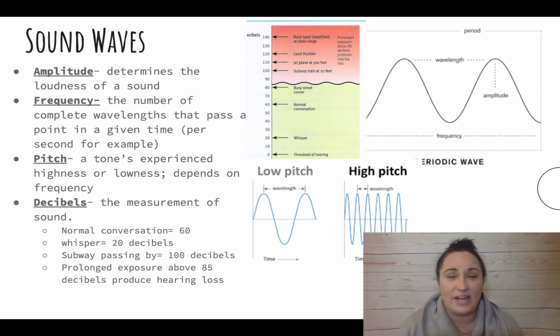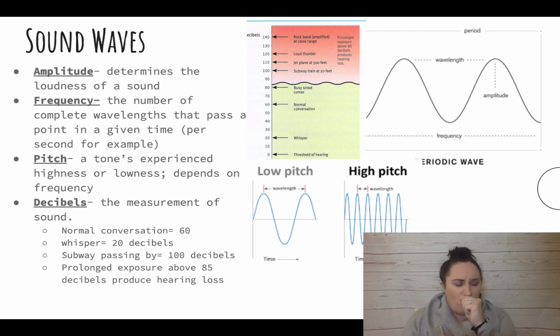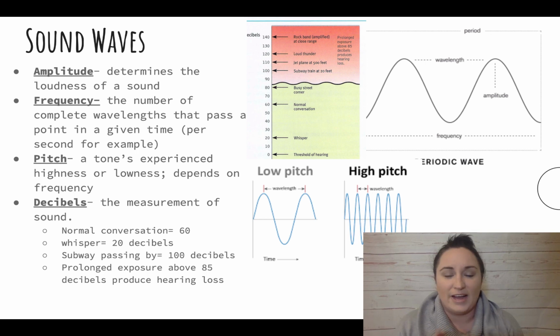So this is how many complete wavelengths. So that amplitude is showing you one wavelength. So how many go in a certain amount of time. So if it's a higher frequency, there will be more wavelengths in one time. So the frequency, in that same image in the top right, is showing you that there were two waves in that frequency. If you look to the high pitch, low pitch image, you see that the high pitch has many waves in a short amount of time. So that would be a higher frequency.